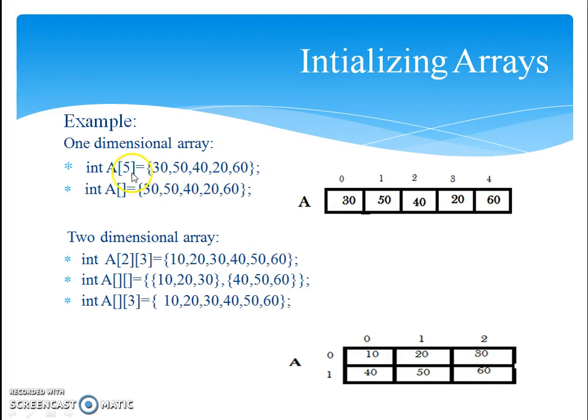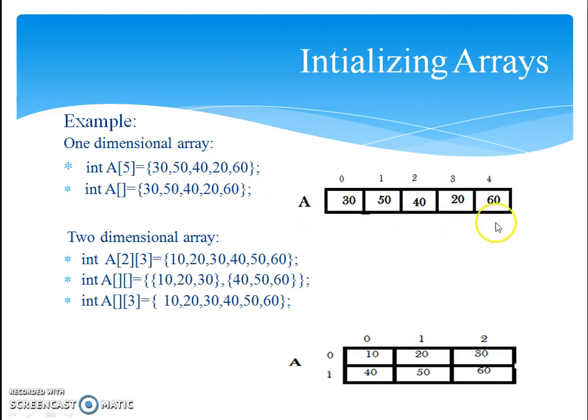Initializing the arrays. One-dimensional array initialization I have shown here. Type of the array, name of the array, size of the array. In curly braces you are mentioning the values. Now as all values are already mentioned in the declaration initialization, and this statement is also the same like the previous one, you can omit the size of the array if you are giving all the values.